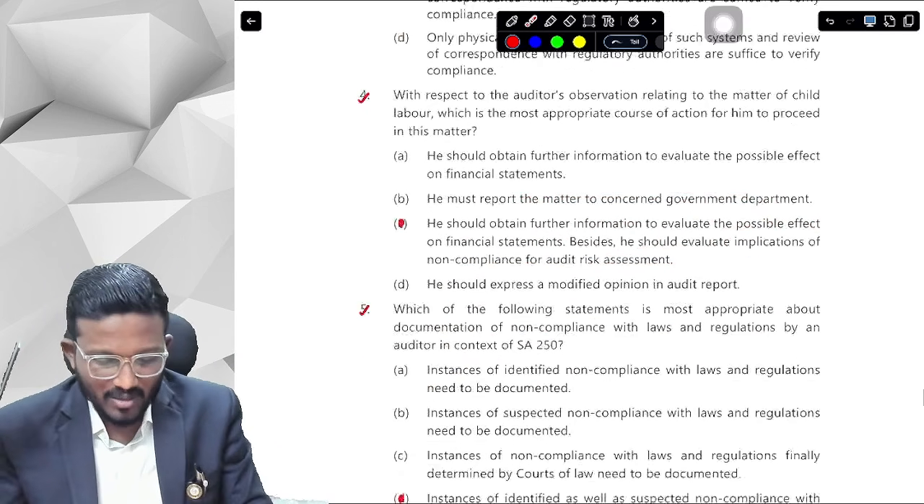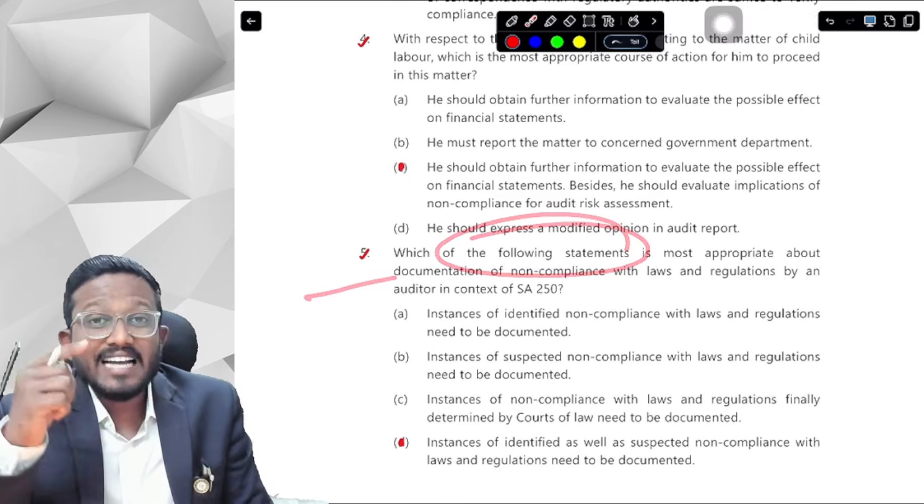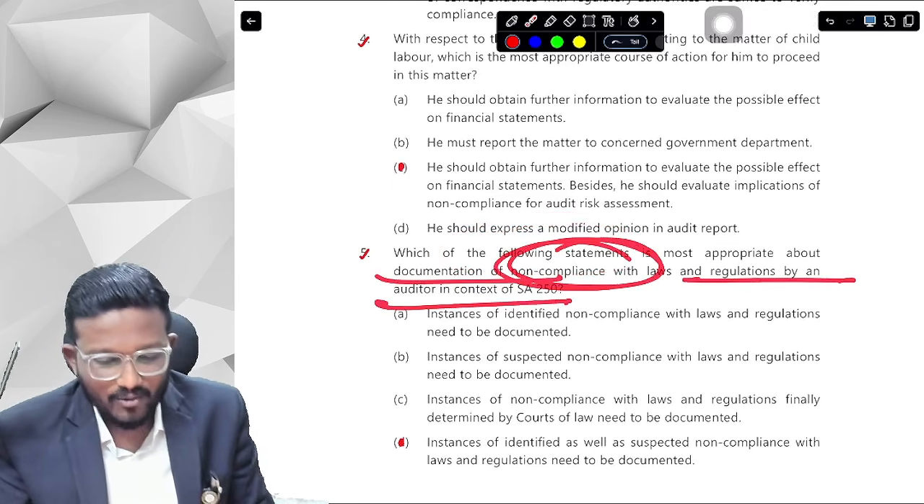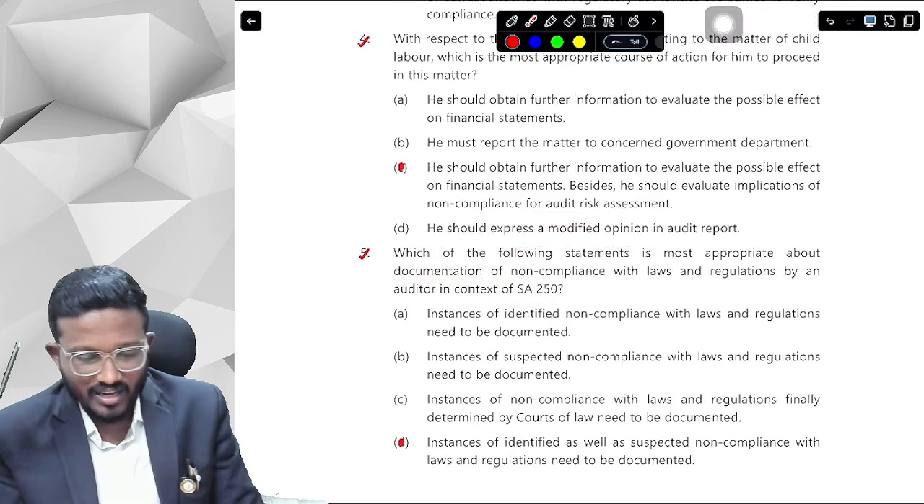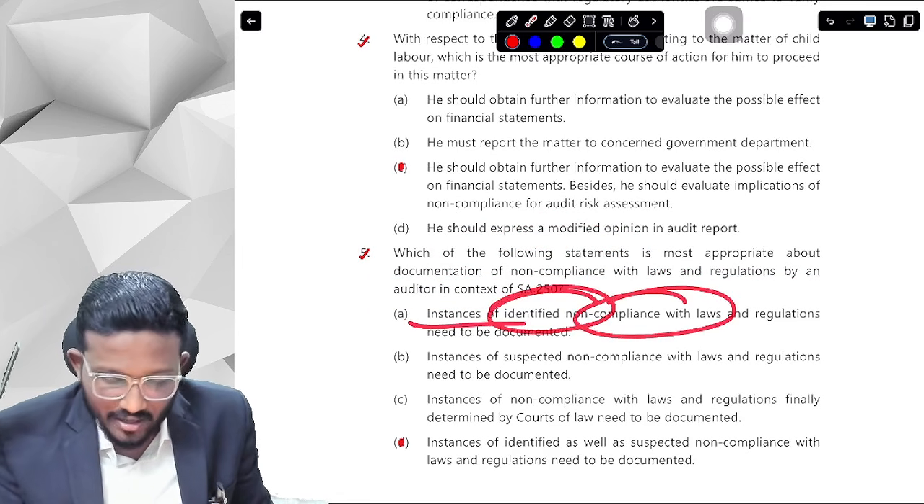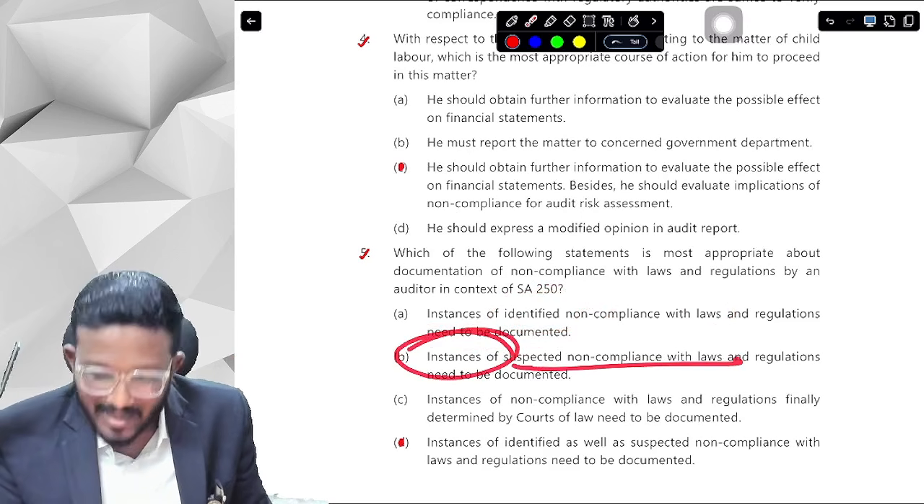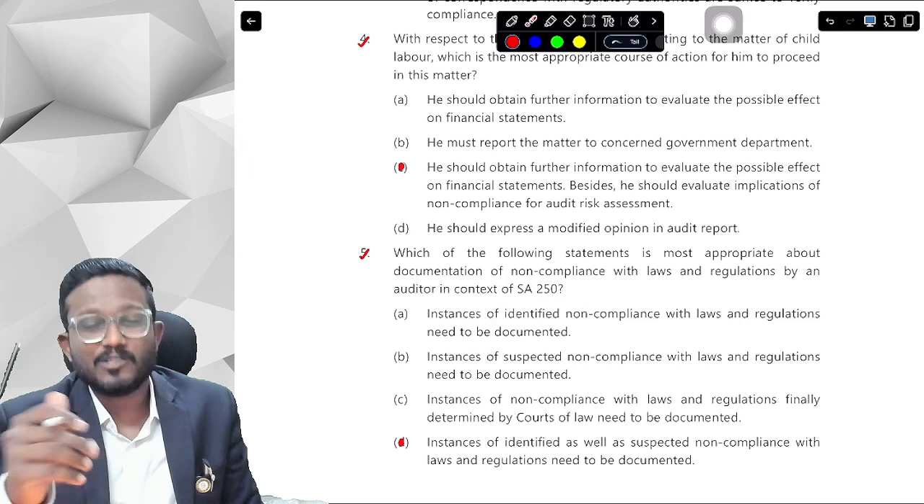Next is your MCQ number 5, which says which of the following statements is most appropriate regarding documentation of non-compliance with laws and regulations as per SA 250. Instances of identified non-compliance to be documented? No sir, suspected non-compliance is to be documented. Instead of suspected non-compliance is to be documented, no, identified is also to be documented.